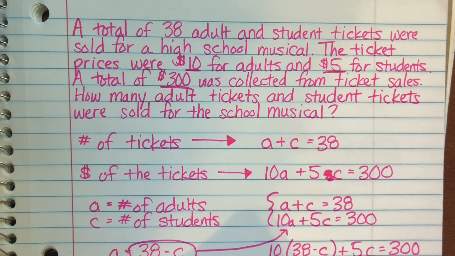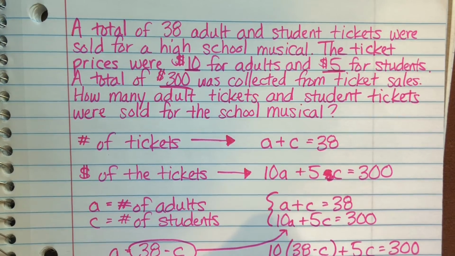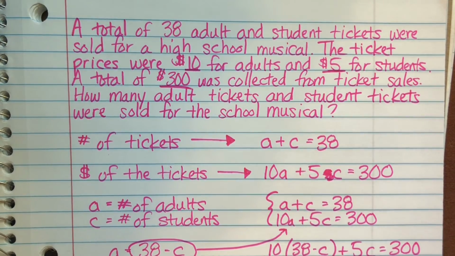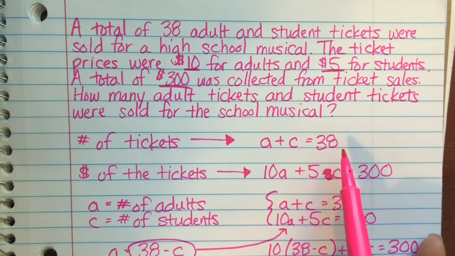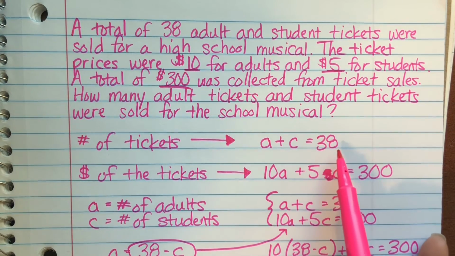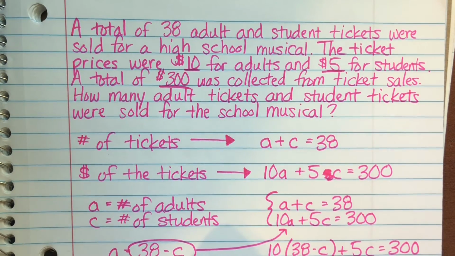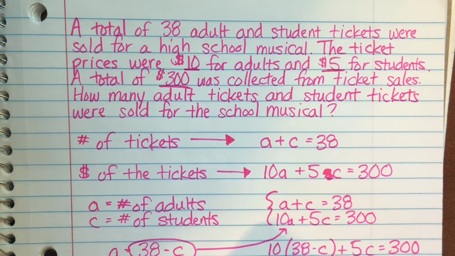Okay, so here's our first piece of information. We have 16 students that purchased tickets. And then we know that that's 38 total. So we're just going to plug it in here or just subtract it from 38. And we get 22 adults.